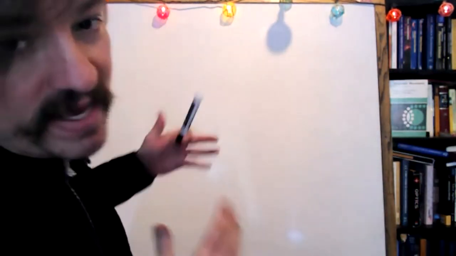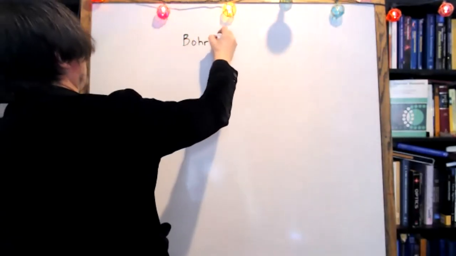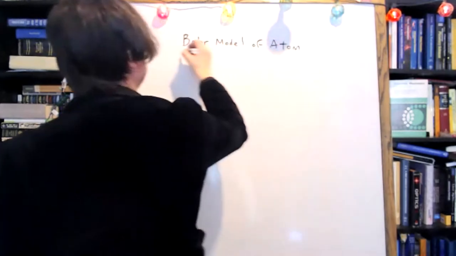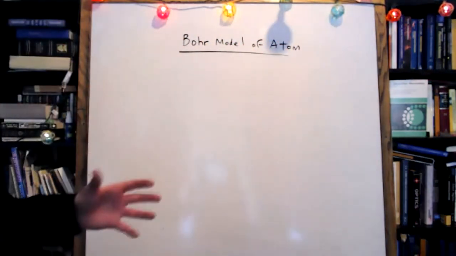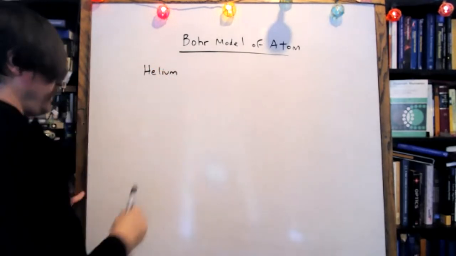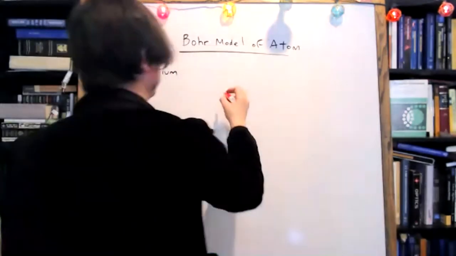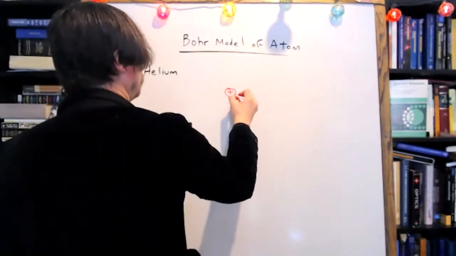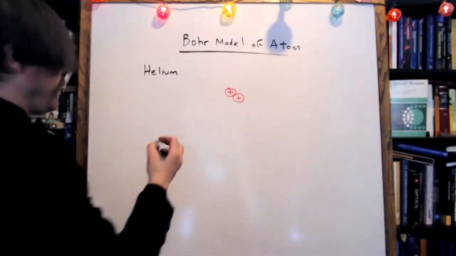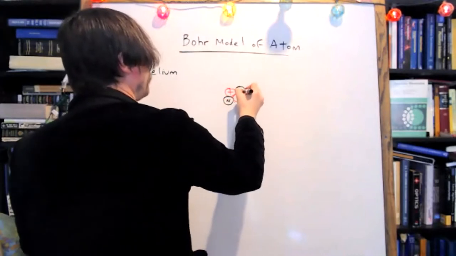Let's talk about some basic ideas about atoms. We're going to make a Bohr model of the atom. And to make this useful, let's start with the second most abundant atom in space, which is an atom of helium, all right? Helium as an atom has two protons. So let's use little positively charged BBs for protons. And it has two neutrons. So I'll use two neutral BBs for neutrons.